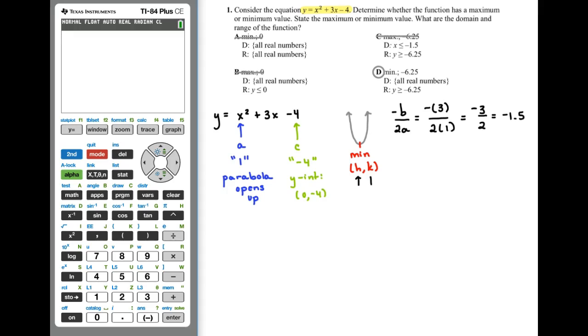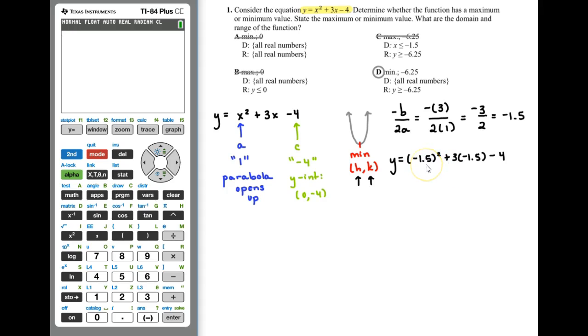We also need to find the y value because this is where we'll find our minimum. To find the corresponding y value that goes with this x value, we need to evaluate our function at x equals negative 1.5. All right, I've gone ahead and written that in here. Let's take a look at how we could use just a standard calculator to do this calculation.